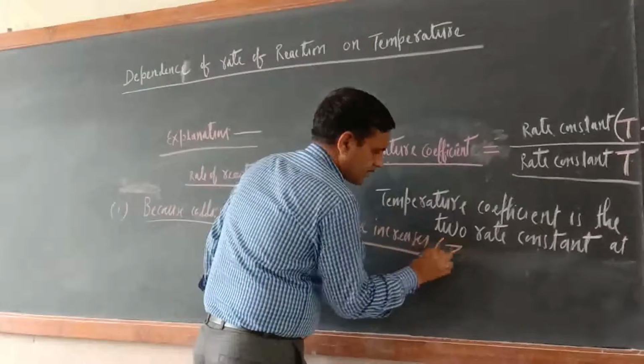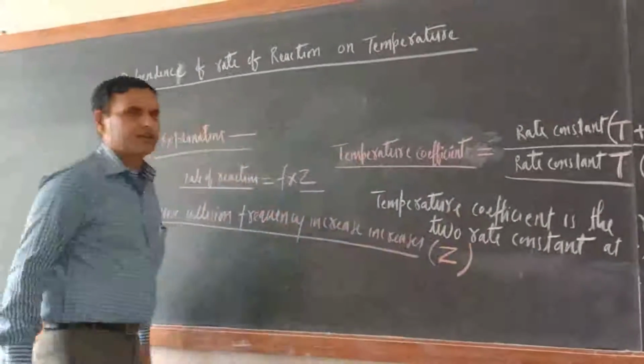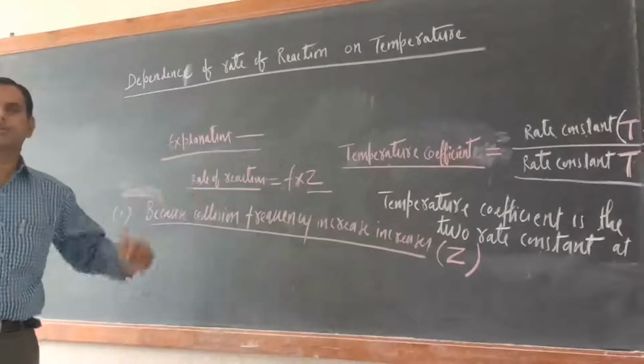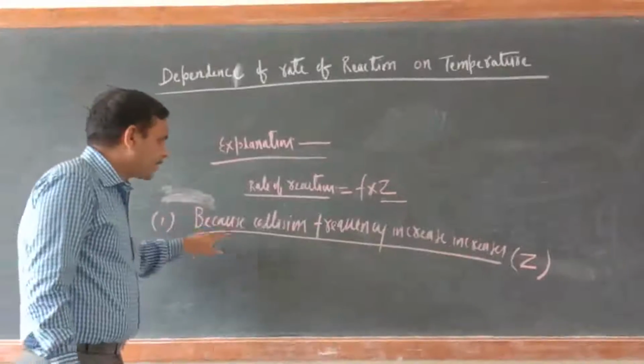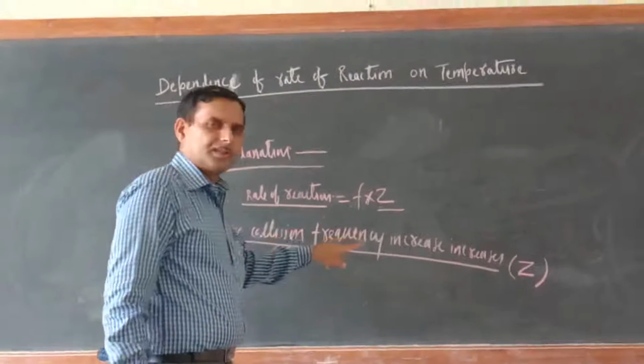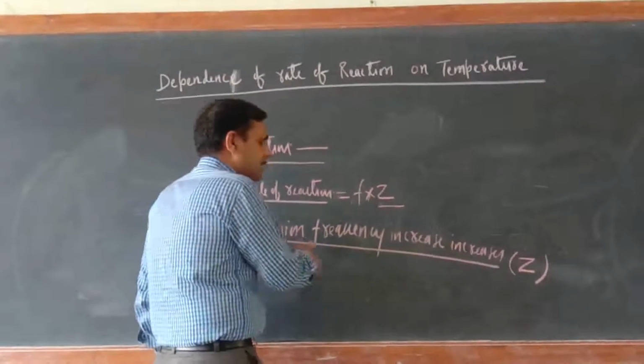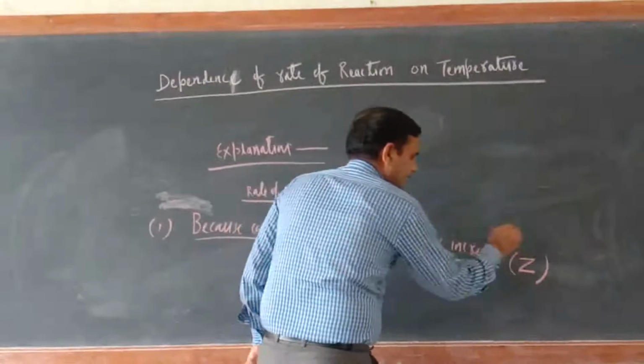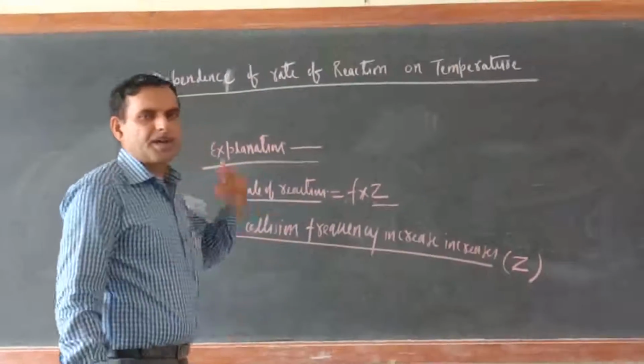How? That is the question. The rate of reaction increases with the rise of temperature because collision frequency, Z, increases with the increase of temperature. Now how can we understand this one?